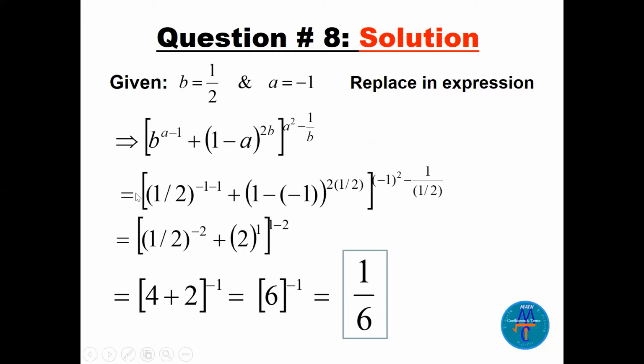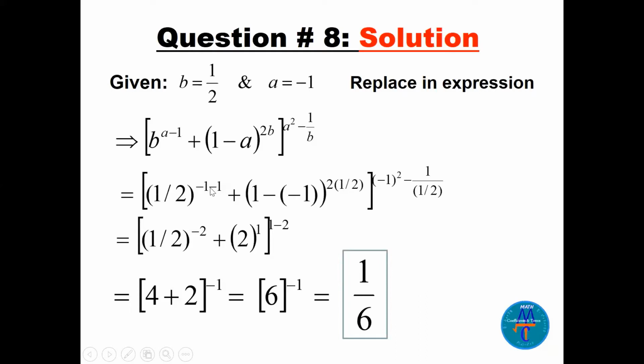Replace in the expression. See, that's the expression. B is half, so I put half. A minus 1, minus 1, minus 1. I'm going slowly here. 1 minus, minus 1. See, 1 minus minus 1 becomes 2. 2 times half here is 1. A squared, so the minus 1 squared is 1. Minus 1 over half is 2. 1 over half is 2. So 1 minus 2 is minus 1. So leave now the minus 1.